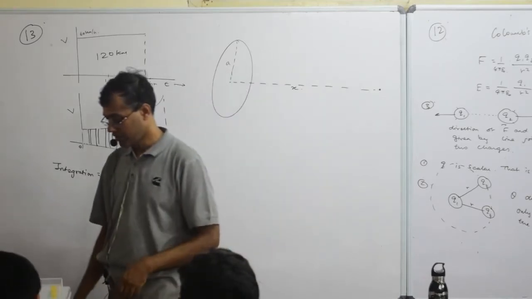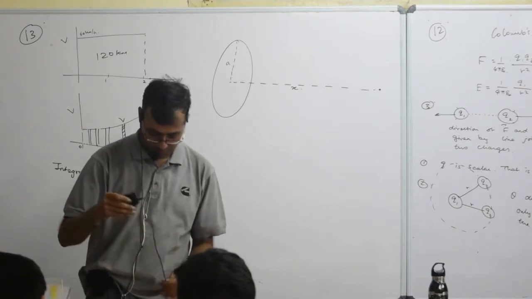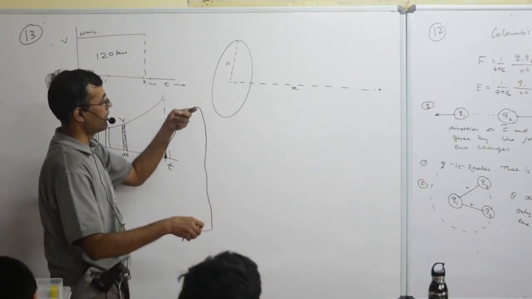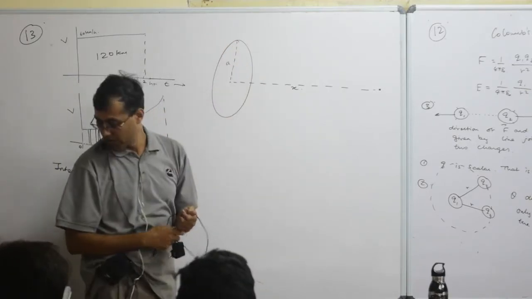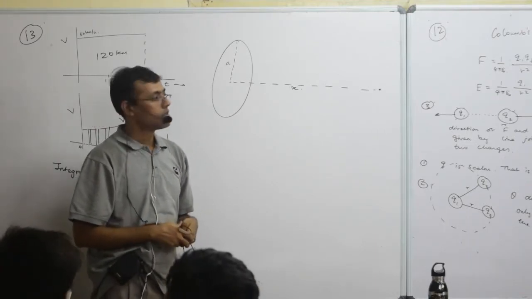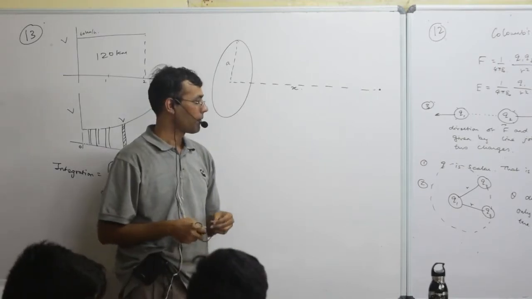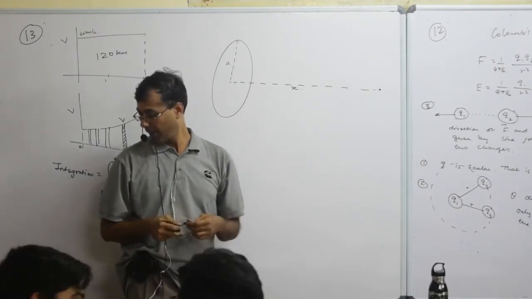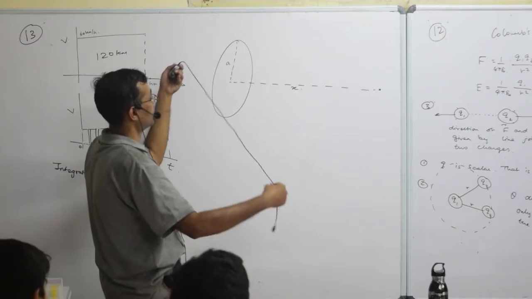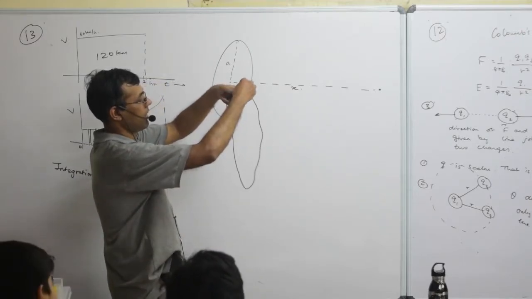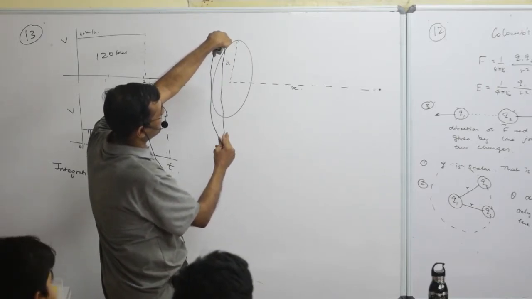So how can I show this properly? Imagine I have a current carrying conductor, something like this, and it is wound in a circular form. So I need something like a ring. Imagine I have a circular loop like this, carrying some current.